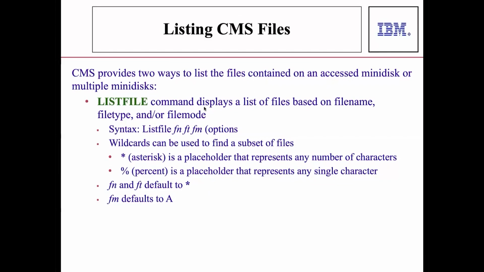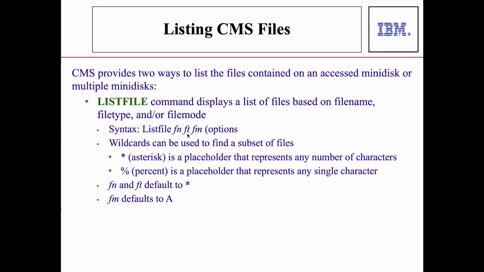The LISTFILE command displays a list of file names, and shows the file name, file type, and file mode. The syntax is just LISTFILE, and I write it with a capital L because the shortest form, the abbreviation, is just L. File name, file type, file mode. Then you give options to a CMS command with an open parenthesis. In Linux, you use a dash and a letter. In CMS, that's how we do options: an open parenthesis. You can optionally use a closed parenthesis, but that's how options are specified.